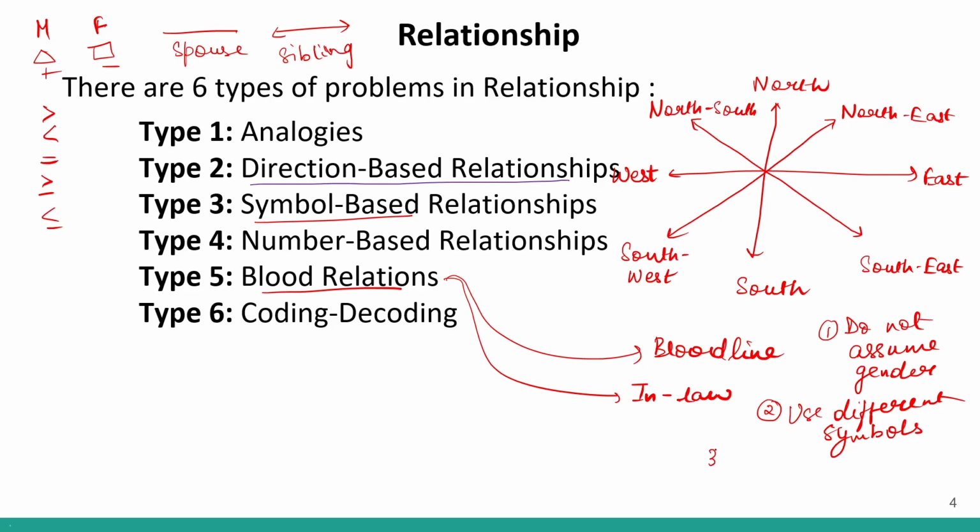Thirdly, I told you to always draw a family tree. You should always draw a family tree while solving questions on blood relations. This much we had already discussed. Now type 4 is remaining, which is number-based relationship. This is very similar to number series.